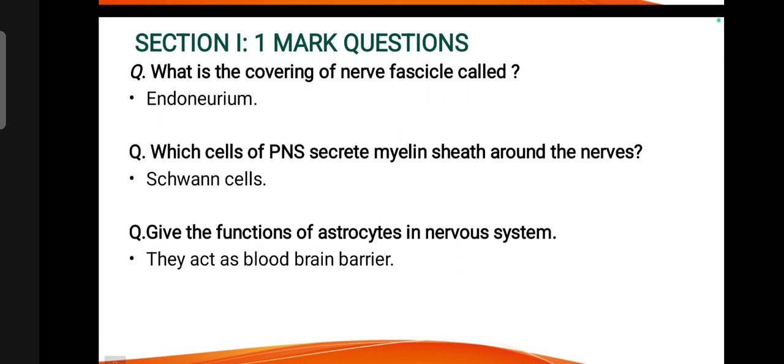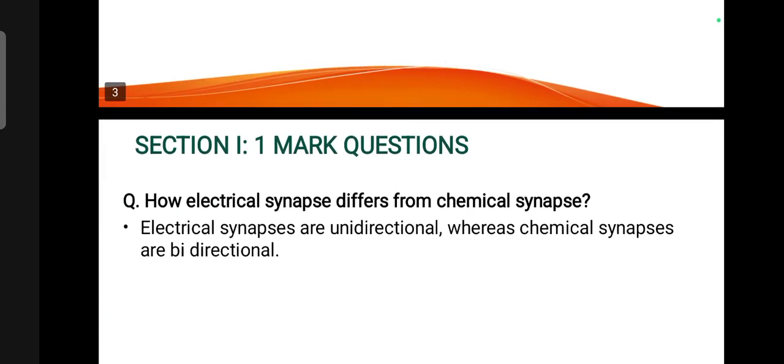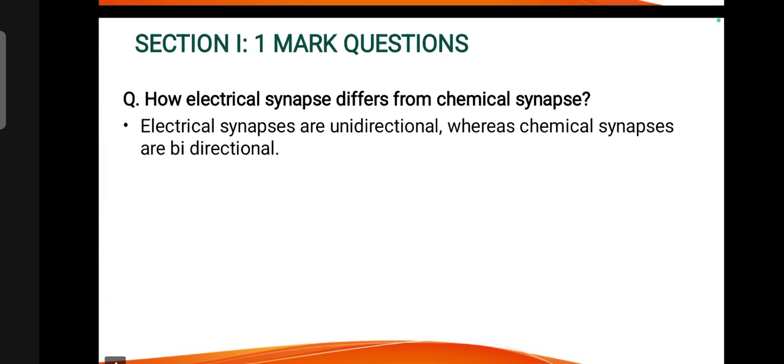What is the covering of a nerve fascicle called? Endoneurium. Which cells of the PNS secrete the myelin sheath around the nerve? Schwann cells. Give the functions of astrocytes in the nervous system. They act as the blood-brain barrier. How does an electrical synapse differ from a chemical synapse? Electrical synapses are bidirectional, whereas chemical synapses are unidirectional.